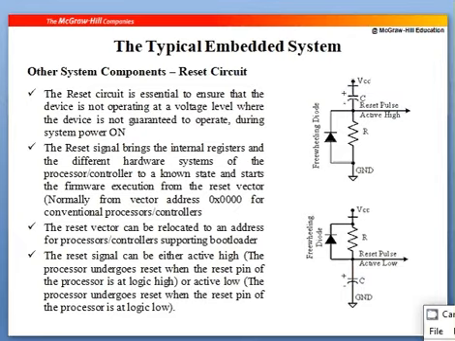Our microcontroller and embedded system topic, other system components. So here we will discuss the components like reset circuit, brown out protection circuit, your RTC, real-time clock oscillator, also the watchdog timer. So literally these components are used as a protection circuit for your microcontroller or microprocessor.